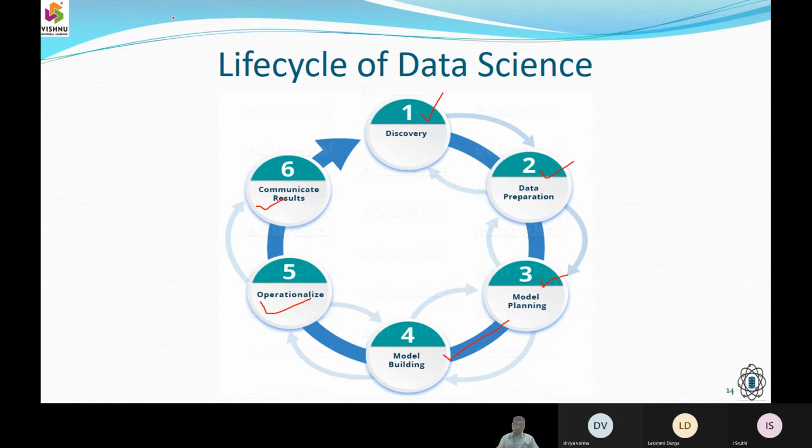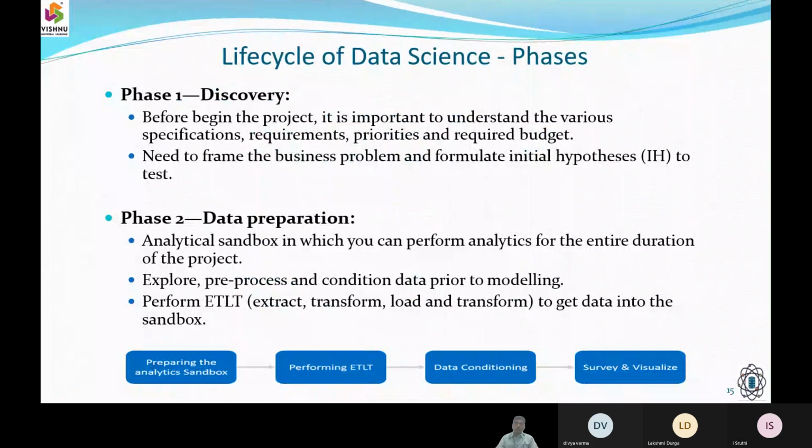So the core contents are, one, discovery. Two, data pre-processing. Three, model planning. Fourth, model building. Fifth, operationalize. And sixth, communication. All these six phases are going to be interconnected with one another.